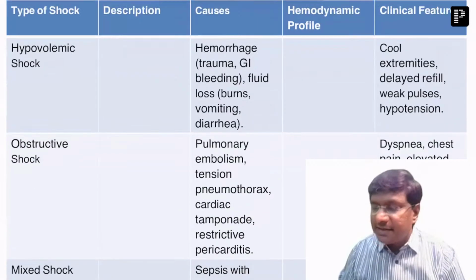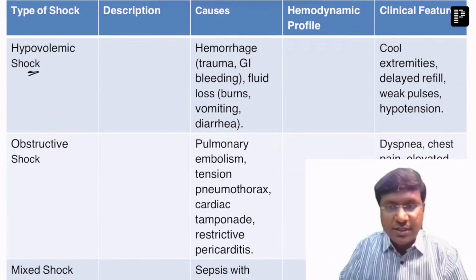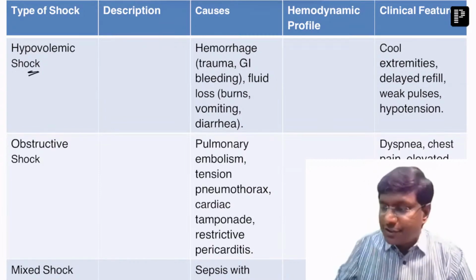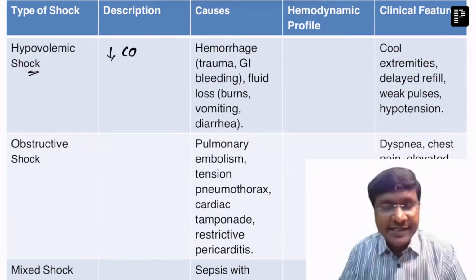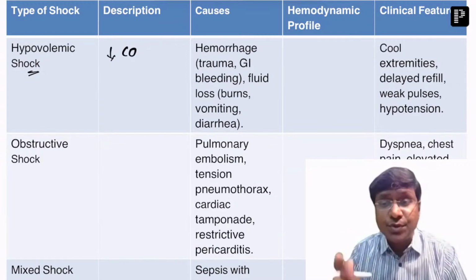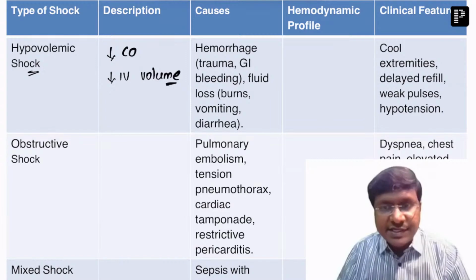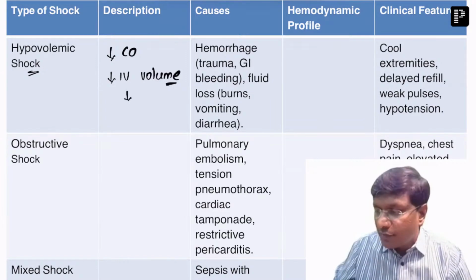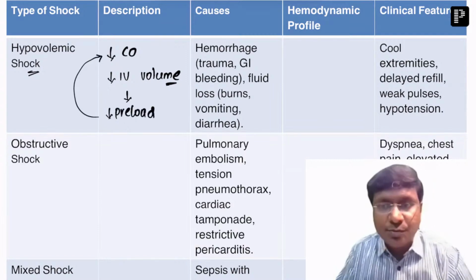Now, having said about the distributive shock and the cardiogenic shock, now let me discuss the hypovolemic shock. In hypovolemic shock, there will be reduced cardiac output. Why is there reduced cardiac output? That is due to decreased intravascular volume. As there is decreased intravascular volume, what will happen to preload? The preload will be reduced. As the preload is reduced, the cardiac output will be reduced.